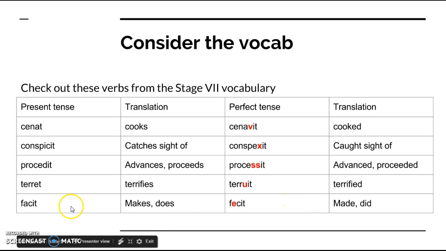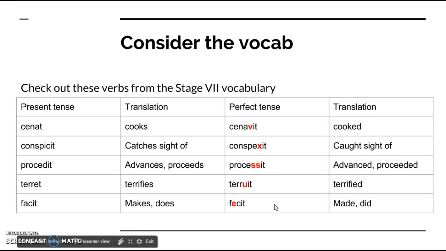And then probably everybody's favorite verb from this stage is facit, which means makes or does. We get words like manufacture from this. In the perfect tense, it changes into fecit, which means made or did. Notice that these are two more irregular perfect tenses. These 5 ways right here kind of encapsulate all the different ways that the perfect tense can take hold.